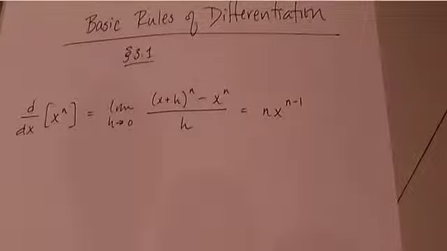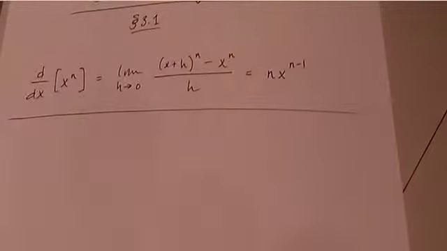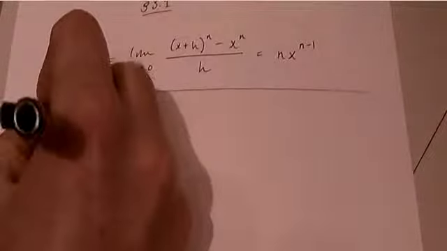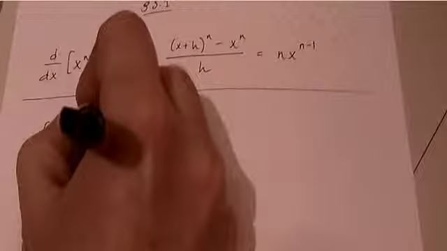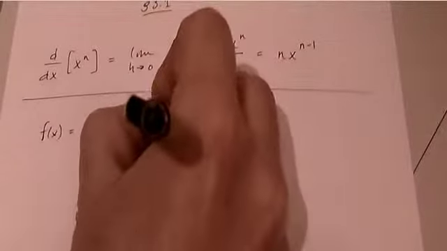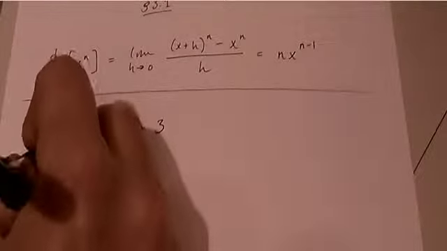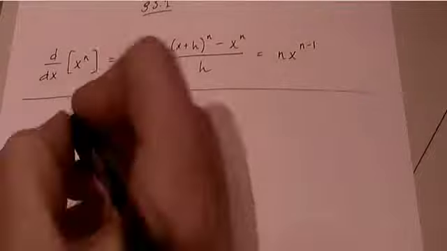The only thing left for us to do now is to take the rules that we've seen, and the one that we've demonstrated, and do some examples. So let's say we have f of x equal to 2x cubed minus x plus 3, and I'm asked to take the derivative of that. And so f prime is equal to what?